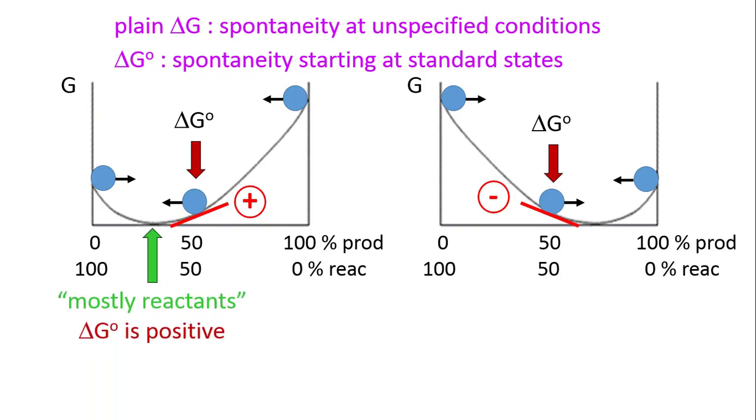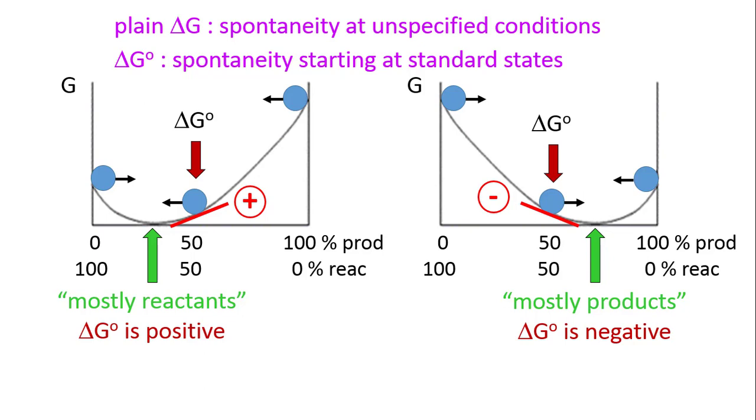If we look again at where these two systems reach equilibrium and use the numbers on the x-axis, we would say that the first system is mostly reactants at equilibrium. This corresponds to a positive value of delta G0. Starting in the middle, the system would prefer to go back to the left in the reverse direction. For the second system, mostly products are present at equilibrium. This corresponds to a negative value of delta G0. Starting in the middle, the forward process is spontaneous and the system goes to the right.